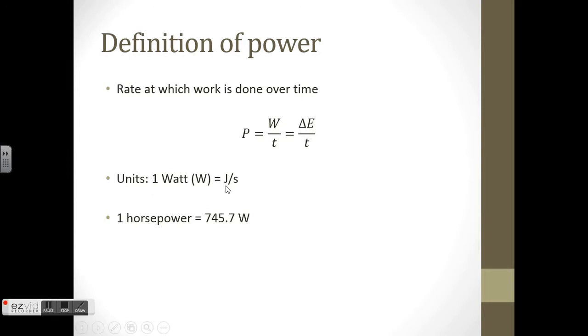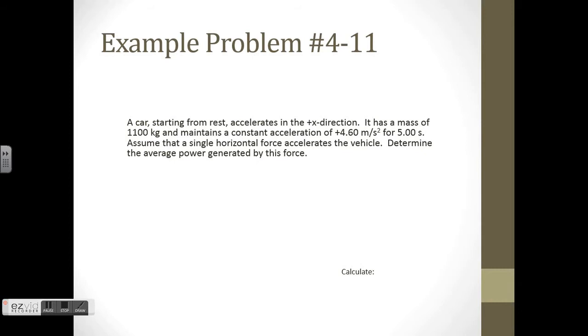So for the units of power, we use watts, which is a joule per second. If you ever hear the term horsepower, which is a pretty common term, 1 horsepower is defined as 745.7 watts. So if you had something like a 100 horsepower motor, that motor will be able to generate 100 times this amount of energy, or 74,570 watts. So let's do a couple of quick example problems.